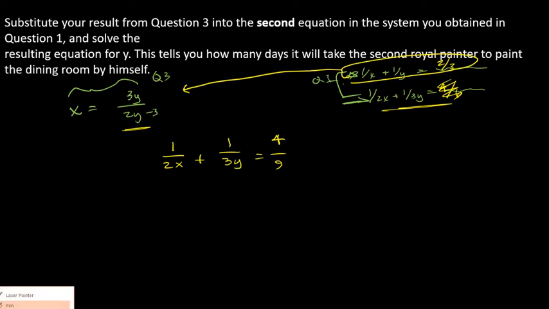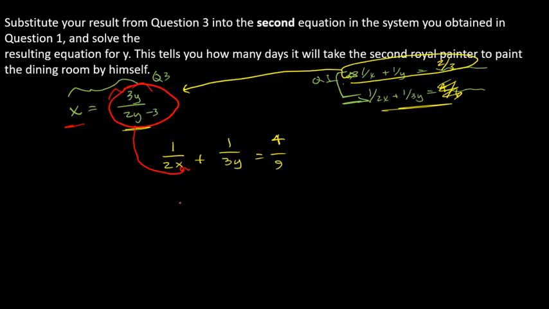So what do they mean by substitute? Well, you isolated x, and you said that x is the same thing as whatever you got. For me, it was 3y over 2y minus 3. That means that anywhere you see an x, you can take this phrase and plop it in its place.